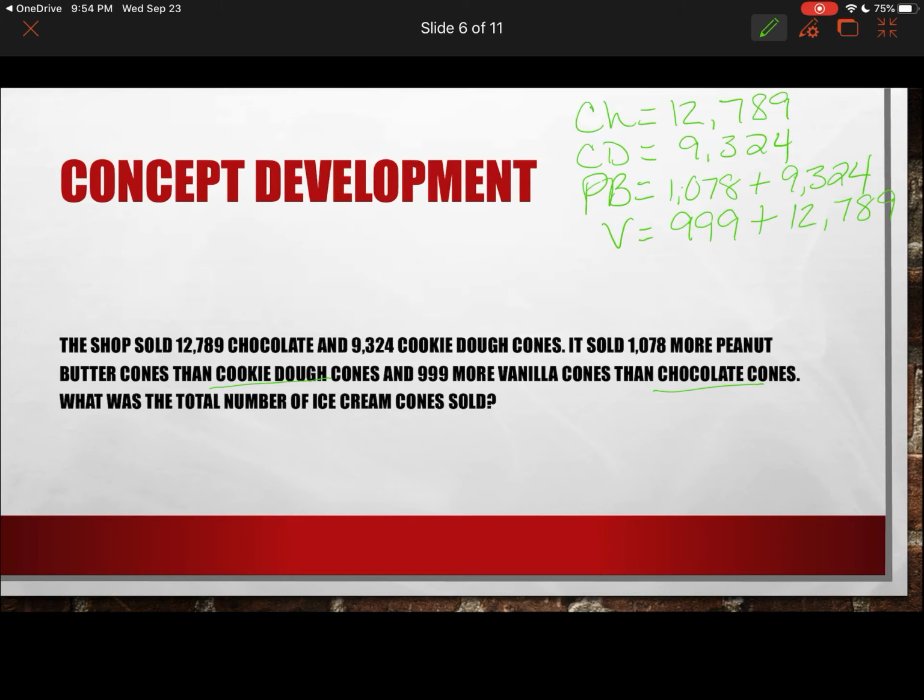All right, so we have our chocolate, our cookie dough, our peanut butter, and our vanilla. Now, instead of adding all 6 numbers together, it's going to be easier for us to solve for peanut butter and vanilla, then put them all together. Because again, they want to know the total number of ice cream cones sold. So this means we're going to be using addition for our final step. So in order to figure out peanut butter, we've got 1,078 plus 9,324.